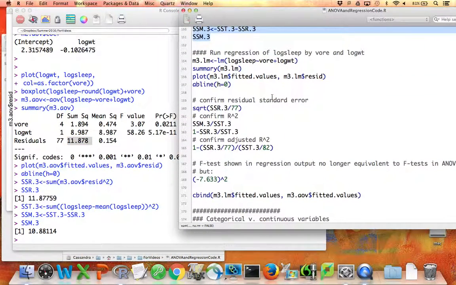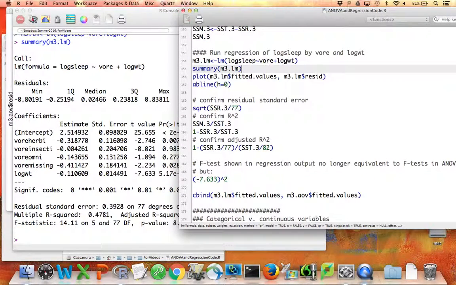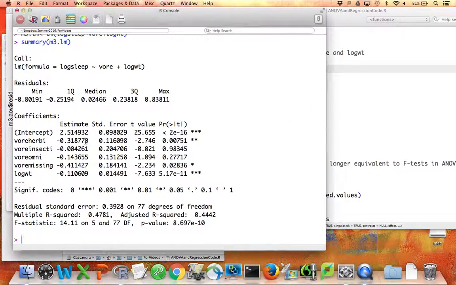Now I'm going to run the equivalent regression. So I'm calling it M3 because it's the same model. It's the third model we're running, but we're going to call it .lm because we're going to use the lm function to predict log sleep based on VOR and log weight. So I'm summarizing that. And what we see here is the conventional regression output.